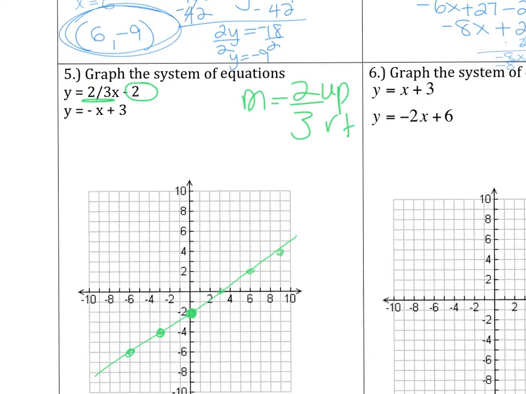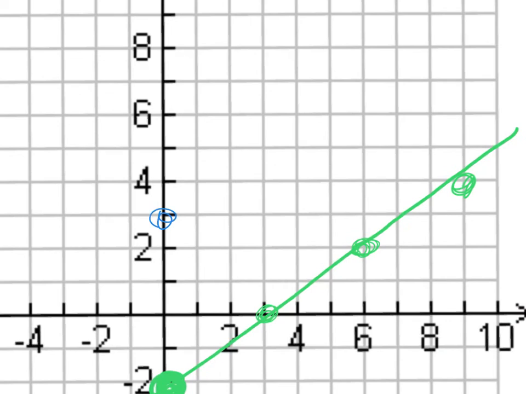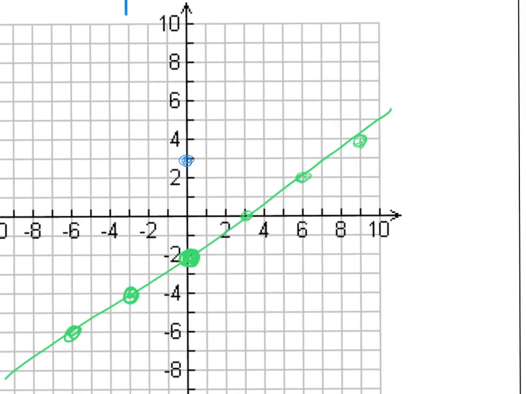Okay, so I just did the first one. Now I'm going to use a different color for the second one. I'm going to start at positive 3 this time. That's my B. And my M is negative 1 over 1. So that means I'm going to go down 1 and right 1. So I'm going to go down 1, right 1, down 1, right 1, down 1, right 1.